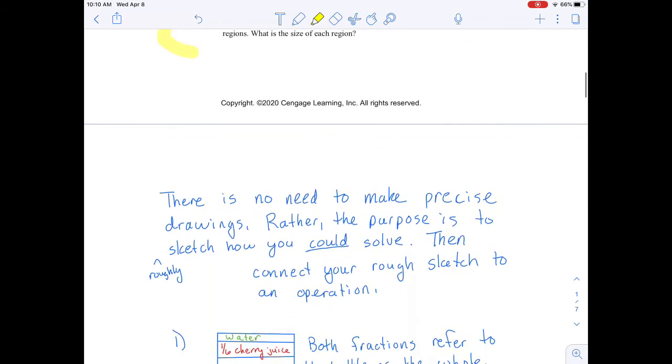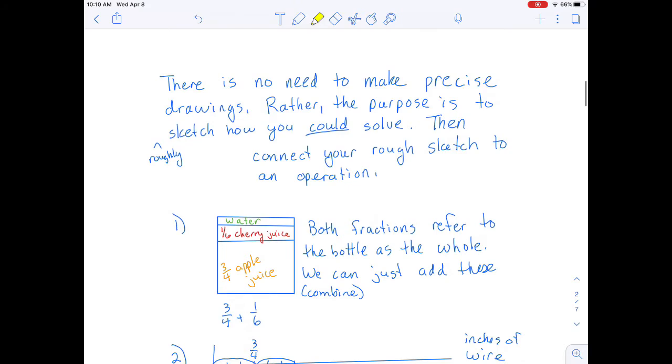So if I were to draw a picture here, and my pictures don't need to be precise, this is just to figure out what operation to use. I drew a rectangle, because those are easy to work with, that represented the bottle. And then I just sketched in 3/4 is apple juice, 1/6 is cherry. Oh, I'm just going to combine these together, a combination problem, an addition problem. I'm going to add these fractions, and that'll give me the fraction of the total bottle.